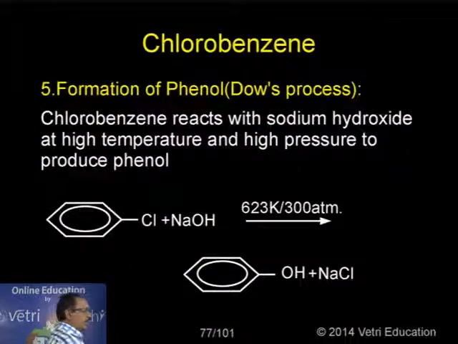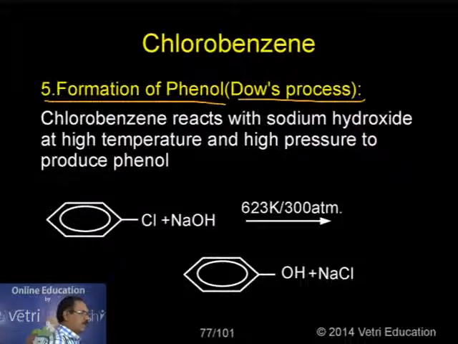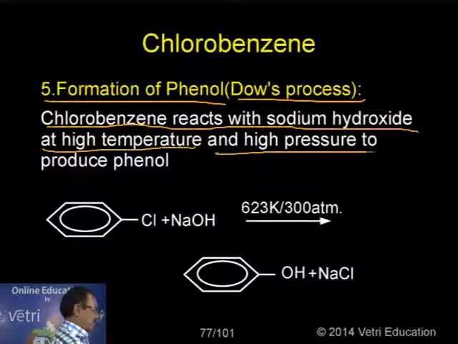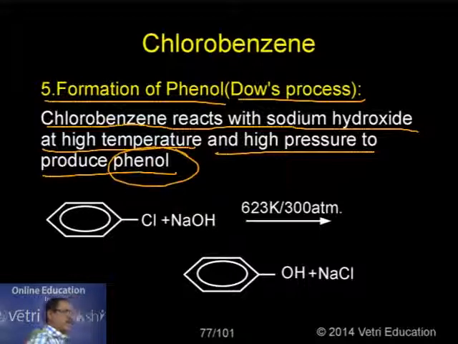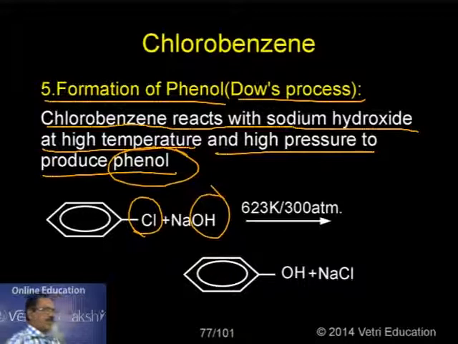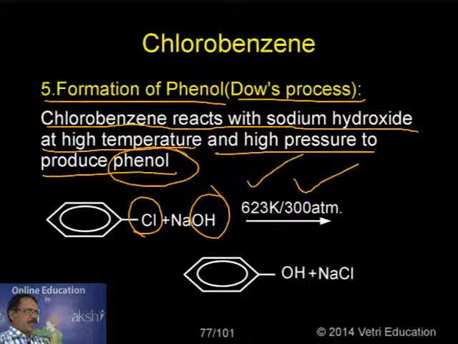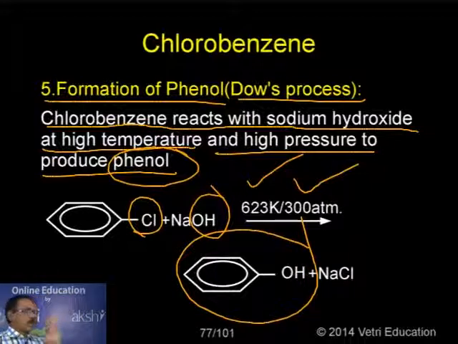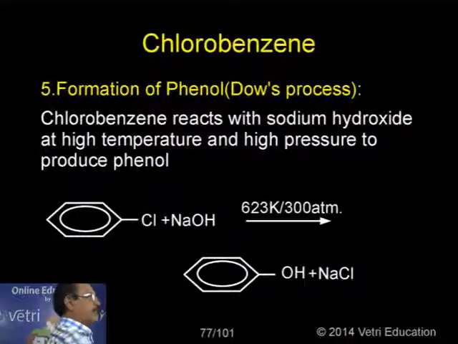The next one, formation of phenol, is called the Dow process. Chlorobenzene reacts with sodium hydroxide at a high temperature and high pressure to produce phenol. This is the condition I already explained. It's a nucleophilic substitution reaction. Can you follow? Cl is substituted by OH minus. What is the condition? 623 Kelvin, 300 atmosphere. Very high temperature, very high pressure. So we are getting phenol along with sodium chloride. This is the most important nucleophilic substitution reaction.